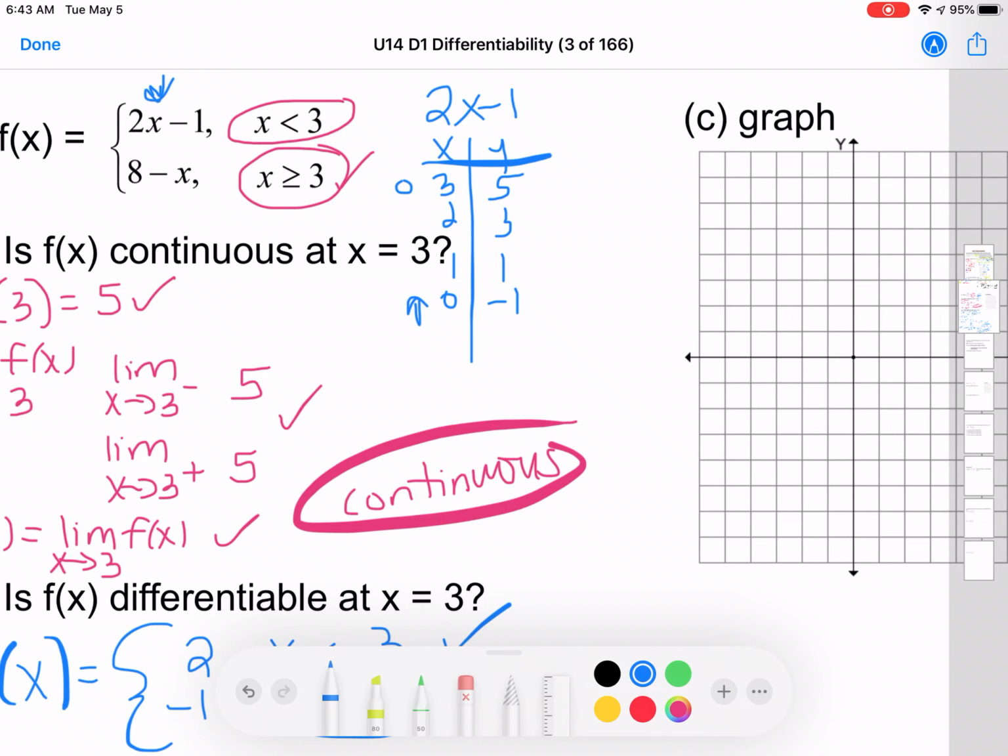1, 2, 3, 4, 5. Open circle. All right, 2, 3, 1, 1, and 0, -1. And then we have an arrow at this part. Okay, and the other guy, 8 minus x.